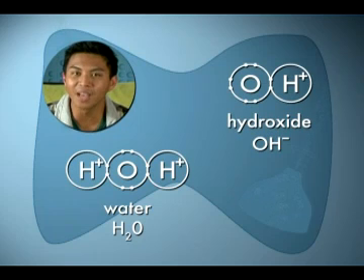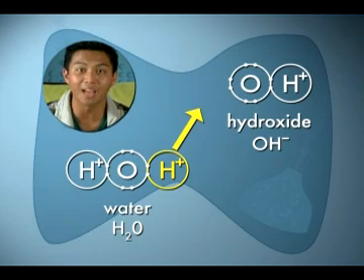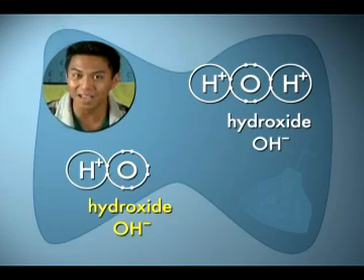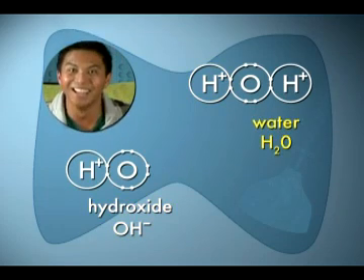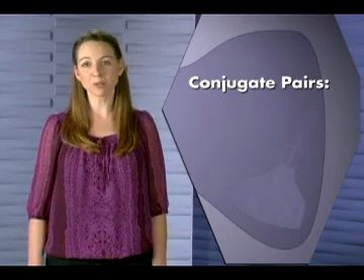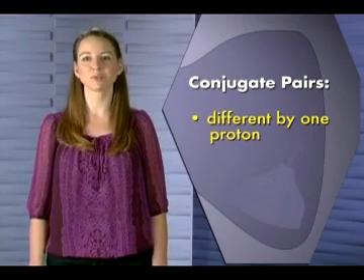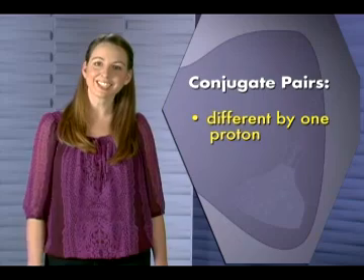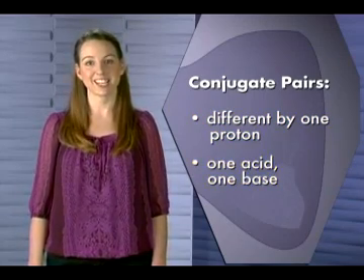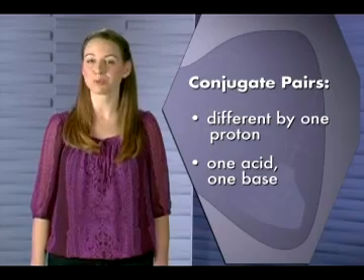But if one of water's hydrogen ions breaks off and bonds to the hydroxide, what happens? Water becomes hydroxide, and hydroxide becomes water. It's madness! You might have noticed the pattern formed by conjugate pairs. They're always different by 1 proton. That's why they switch identities so easily. You should also remember that they're always 1 acid and 1 base. They might switch back and forth, but they're always one of each.